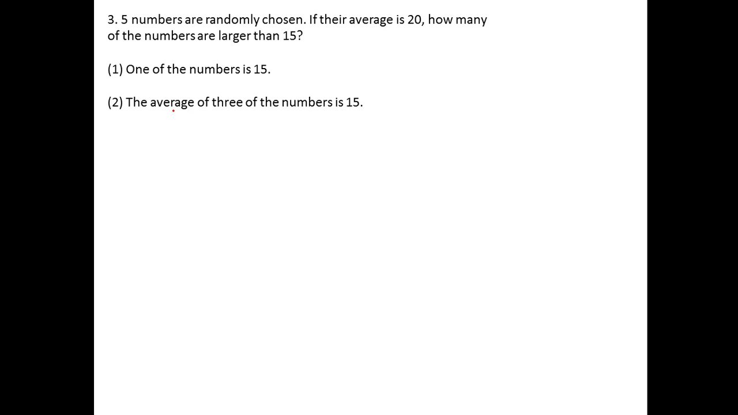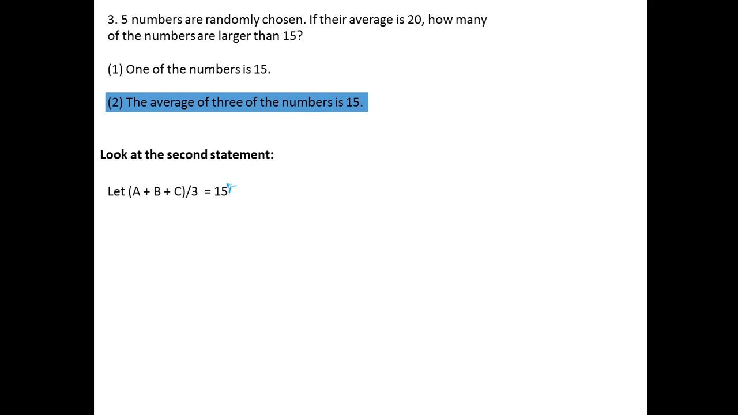Now let us have a look at statement 2. The average of 3 of the numbers is 15. Now what does this statement provide me? That A plus B plus C divided by 3 is equal to 15. Take this 3 to the right hand side and multiply it by 15. What I get? That A plus B plus C is equal to 45.